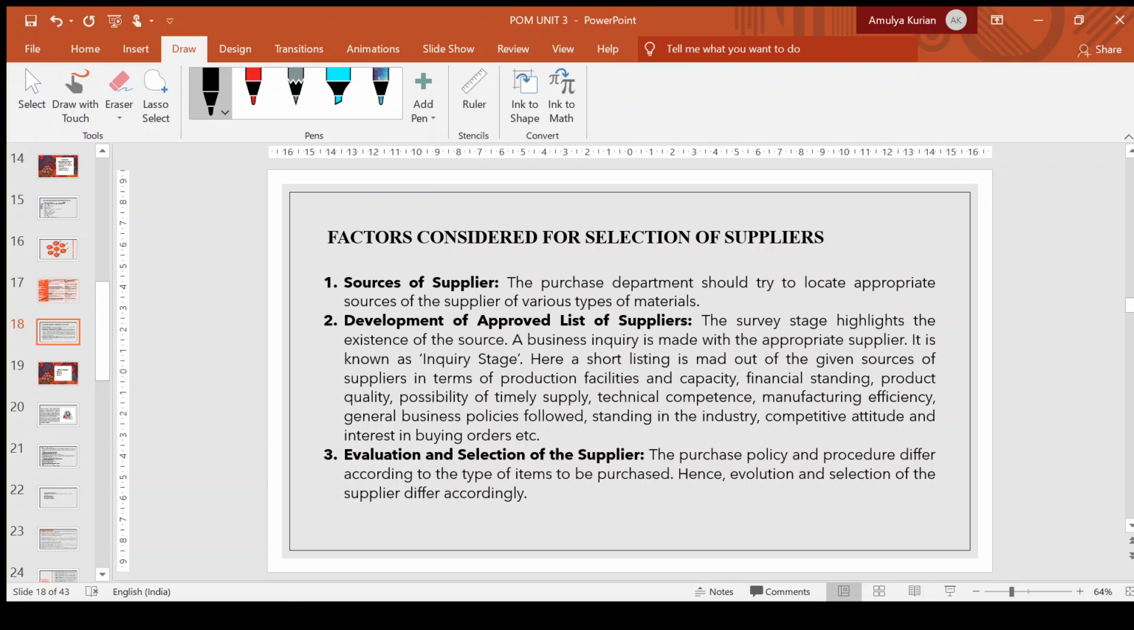So today basically we have dealt with four topics. The first one was the factors which influence the purchasing policy. The second one was the six principles of purchasing. The next was what is centralized purchasing and what is decentralized purchasing, and the difference between centralized and decentralized based on different parameters. Then lastly we considered the factors for selection of suppliers.